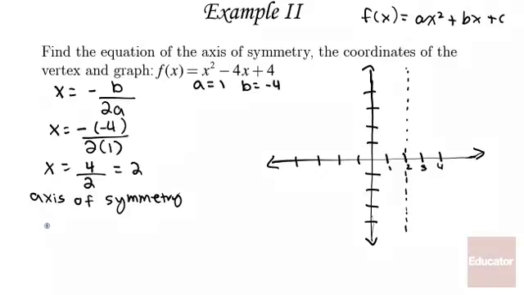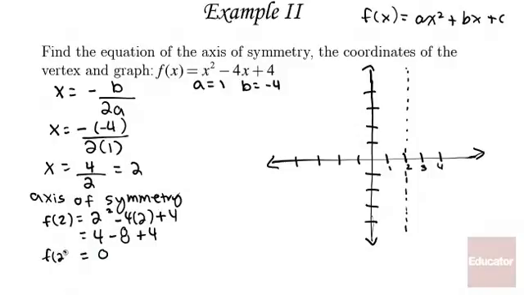And the y coordinate is going to be given at f of 2, which equals 2 squared minus 4 times 2 plus 4. So that gives me 4 minus 8 plus 4. So that's 4 plus 4 is 8, minus 8 is 0. So this equals 0. So the y coordinate at f of 2 for the vertex is 0. So the vertex is at (2, 0). That is where the axis of symmetry is going to intersect with the graph.